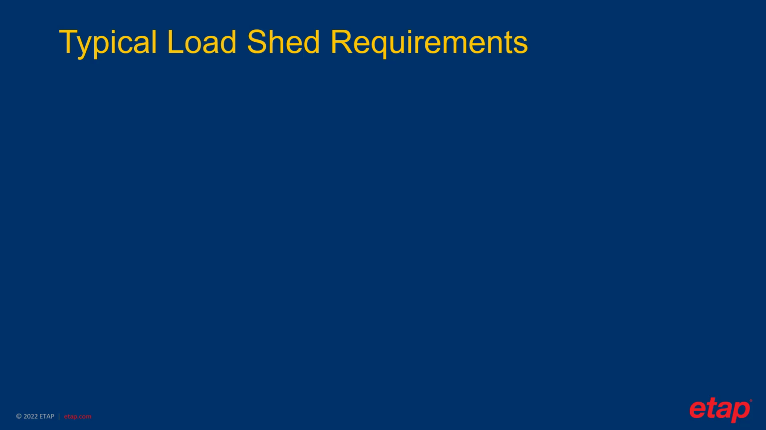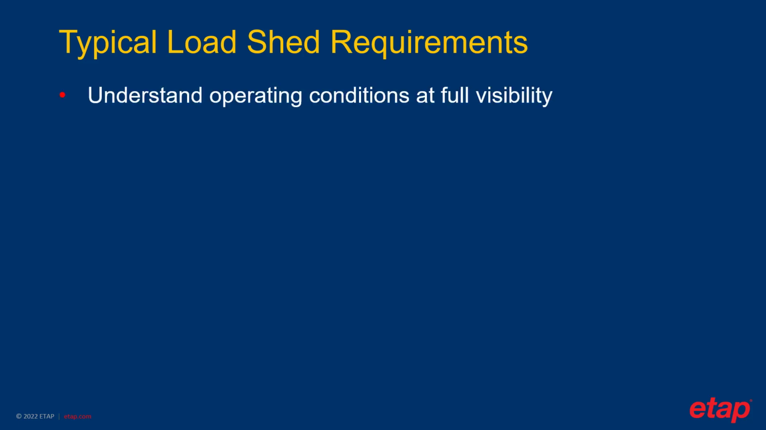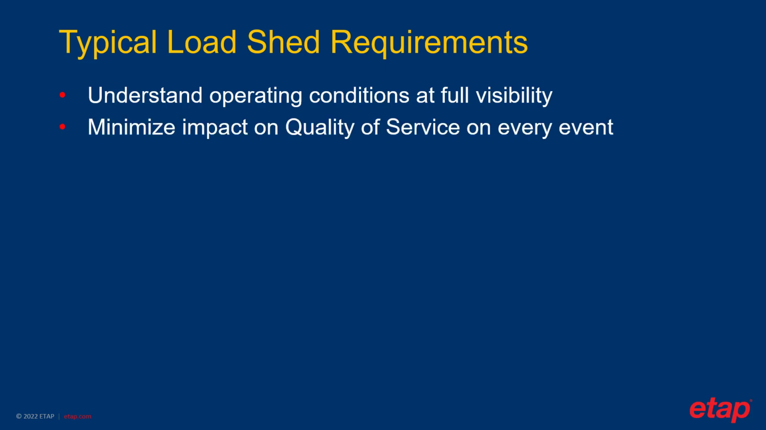Now, given the transformation challenges we discussed earlier, this demands specific requirements that a distributed load shedding system must meet to adapt and evolve with the grid. These include understanding operating conditions at full visibility to determine load shed requirements at operating conditions. For this, visibility and understanding of the system is a must. Minimize impact on quality of service. As loads and feeders are being dropped, customer satisfaction drops. The system must be smart to minimize the impact.